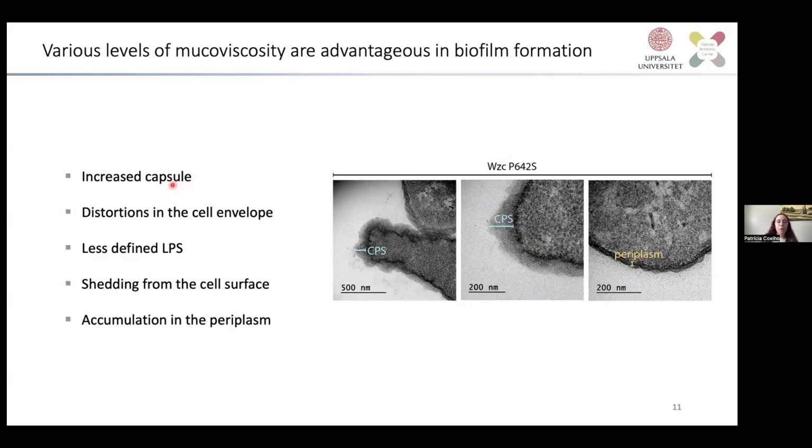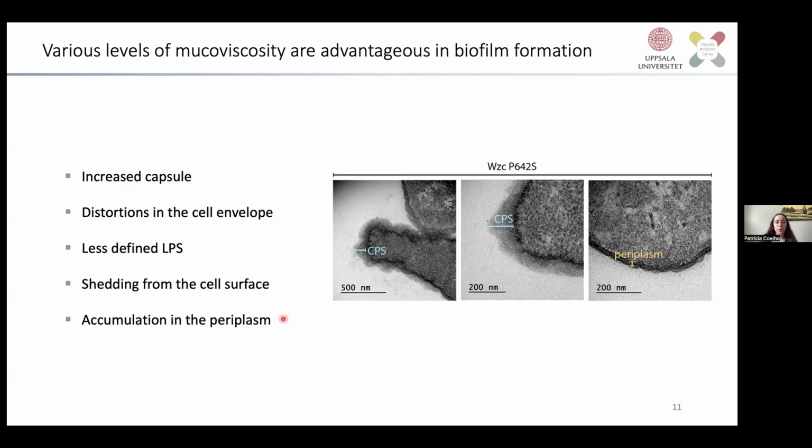But even though they overproduce capsule, there's distortions in the cell envelope and less defined LPS as well. So if you look here, you don't have a very well-structured capsule. You have more of like a blur of capsule polysaccharides surrounding the cell. There's also shedding from the cell surface. So if you look here, you have polysaccharides that are shedding from the cell.